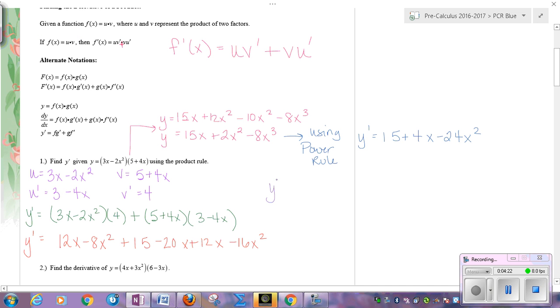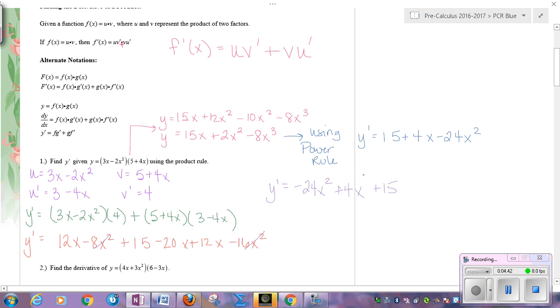So your derivative is going to be equal to, so let's take a look at our x squareds. We have negative 24 of them. So that took care of that term and that term. And then if I look at our x's, we have 24x minus 20, so that's going to leave us with 4x. And then our constant is 15.